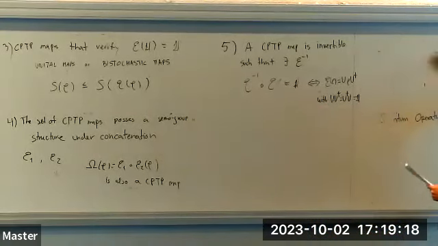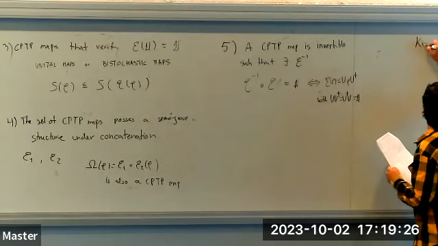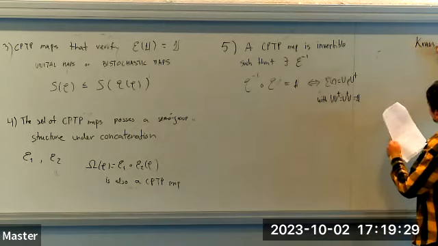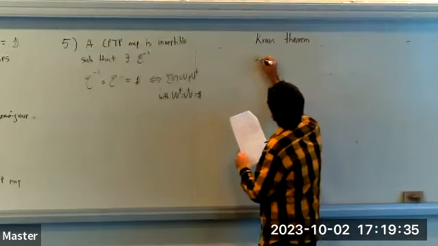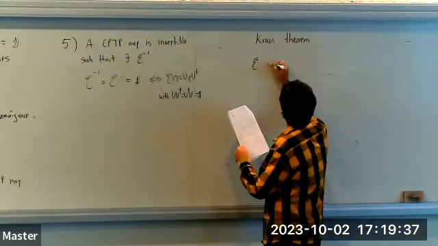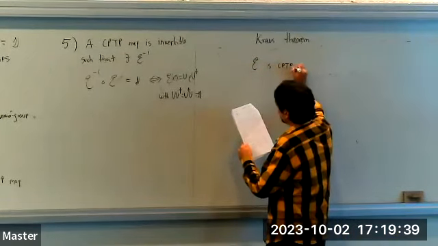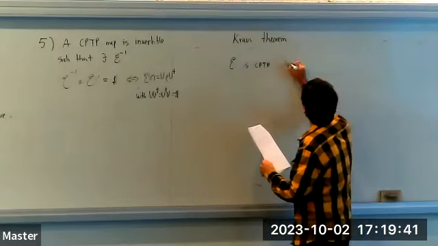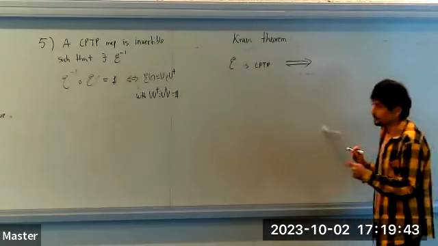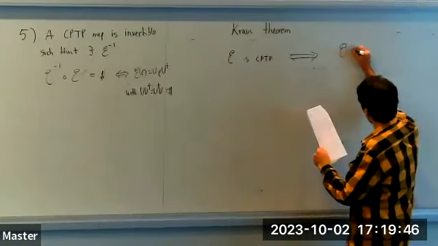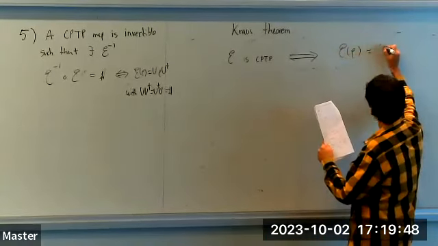Okay. And then finally, I can write down what is called the Kraus theorem, or representation theorem, for the CPTP maps. Which says essentially that if I have a map E that is CPTP, this is equivalent to saying that this map has this form.